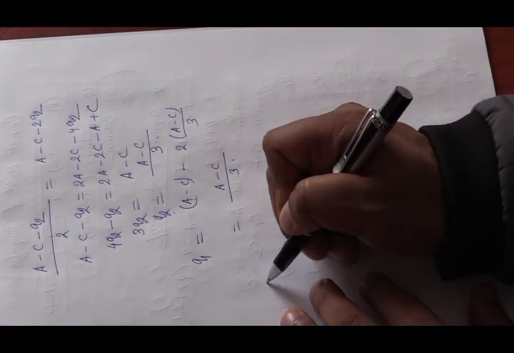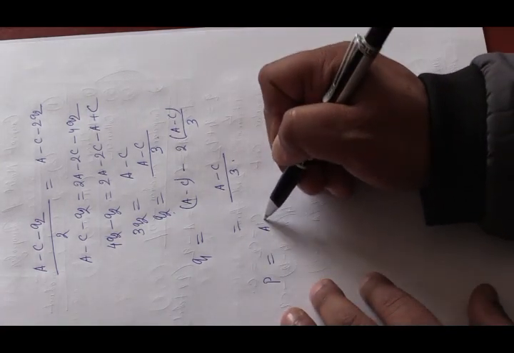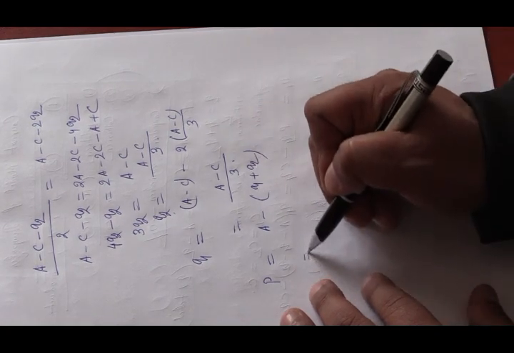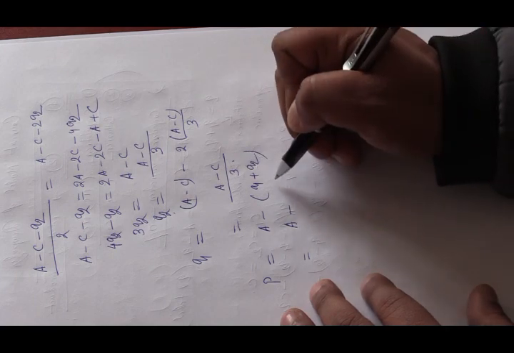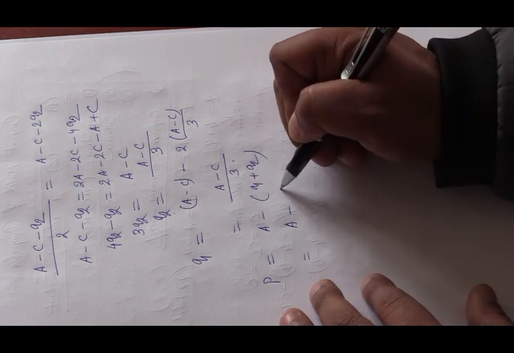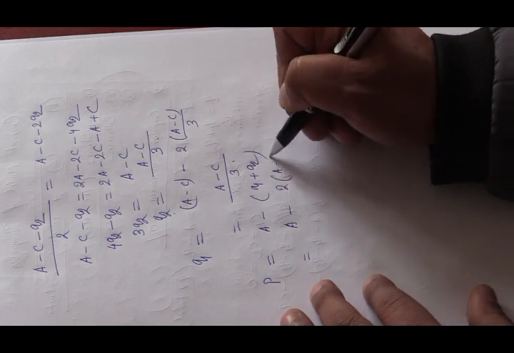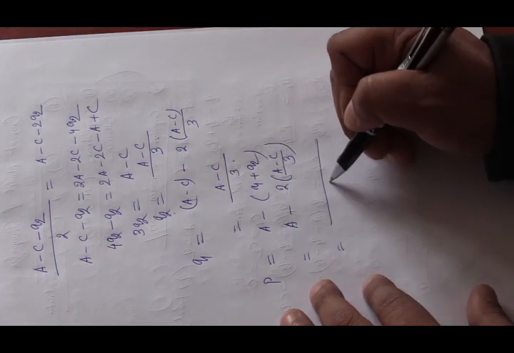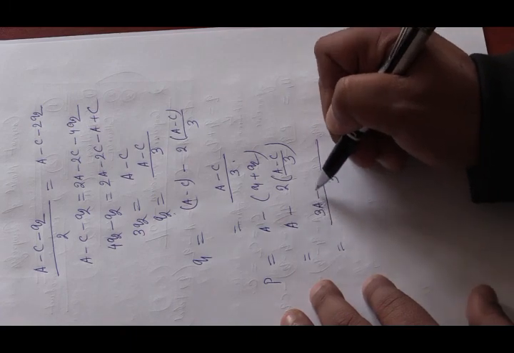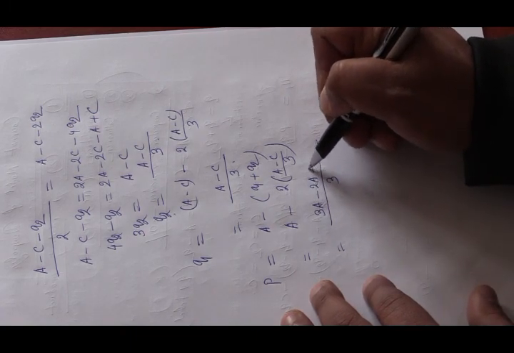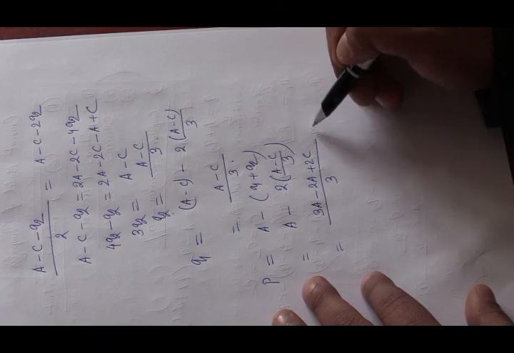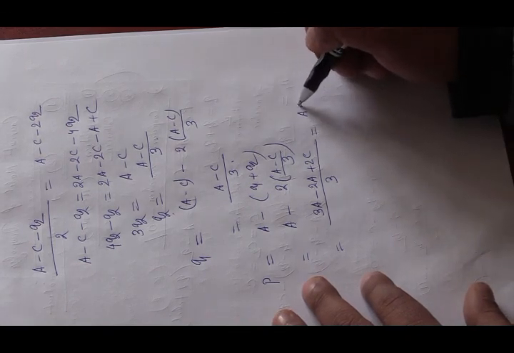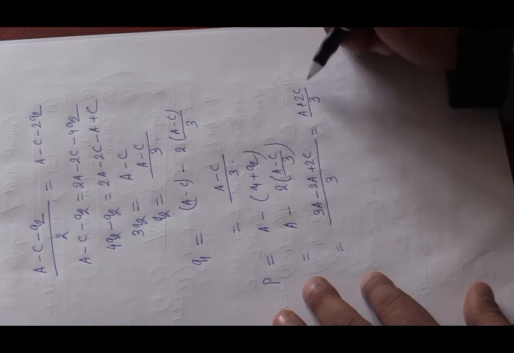What will be the price now? So P equals A minus (Q1 plus Q2). So it will be A minus 2 into (A minus C) by 3, equals (3A minus 2A plus 2C) by 3, or equals (A plus 2C) by 3.